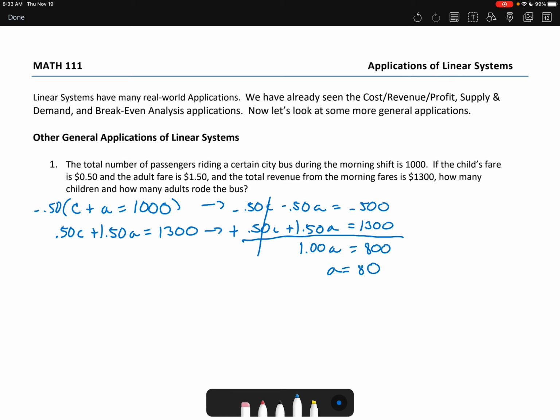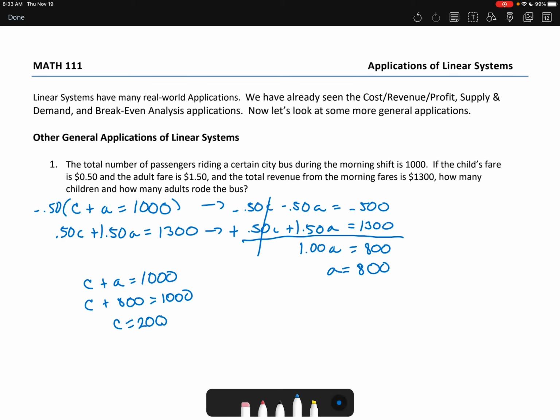So A is 800. So I know that there were 800 adults, and then I can go back and just sub that into the easier equation I'm going to choose. I'm going to choose this equation to sub it back into. If A is 800, then what is C? C must be 200.